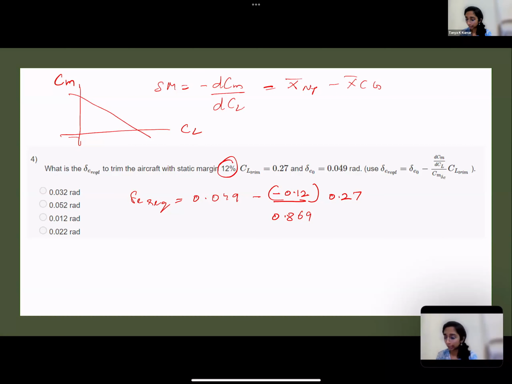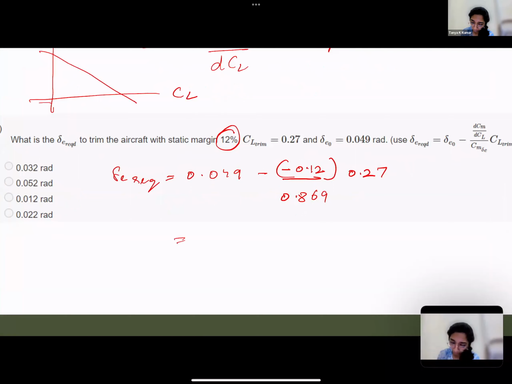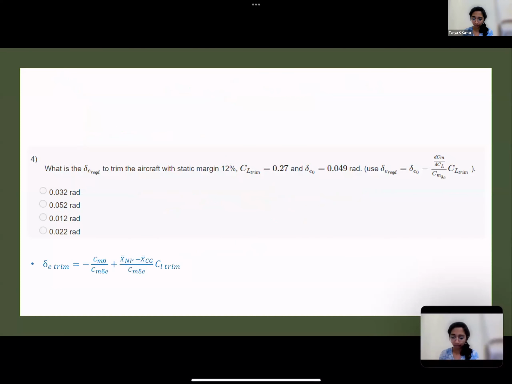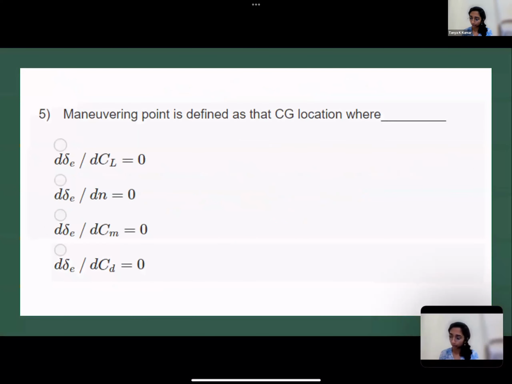Can you tell me the answer to this? I've plugged in all the values here. Let me try solving it myself. Okay, I'm getting 0.012 radians. Thank you, that was visible. Let's move on to the next question. This is just the formula I've used here. Let me know if I'm making any mistake somewhere, all right?